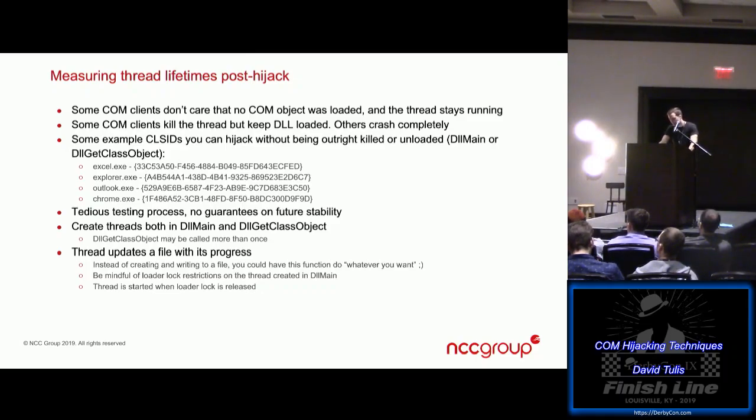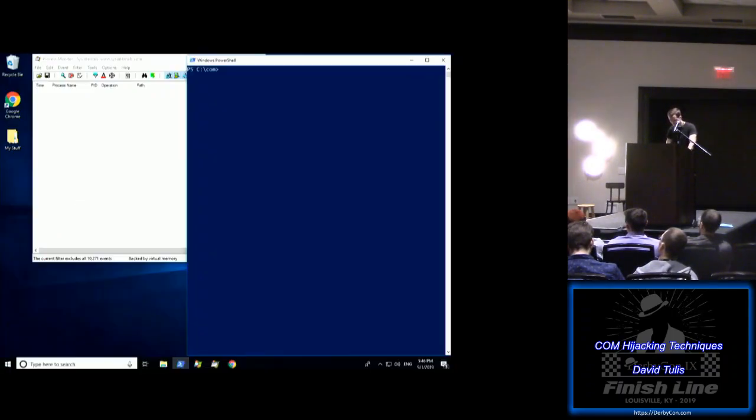So I created another proof of concept library. We're creating a thread in DLL main, and we're creating another thread in DLL get class object. In my proof of concept, these threads are just updating a file with an incrementing number, but obviously you can change this to do whatever activity you desire, as long as you remember the caveats of running a function when the loader lock is held and that threads created in DLL main won't start until DLL main exits. So let's see what this looks like.